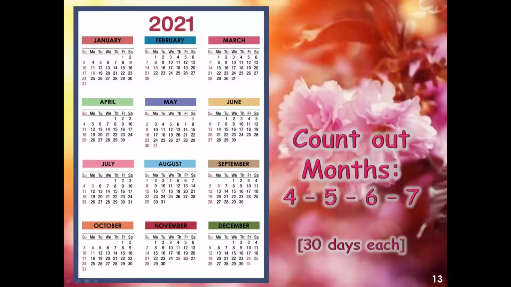Okay, count up to month number 7. We need to get to month 7. September 17th. Okay, that is what I have. September the 17th is the first day of the 7th month. Can I go to slide number 14? Is everybody ready for slide 14?